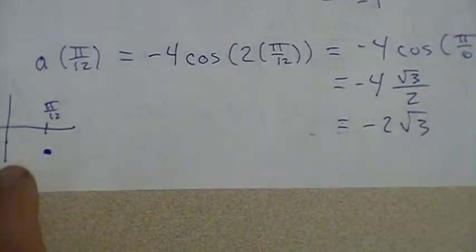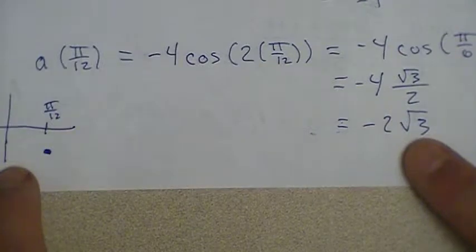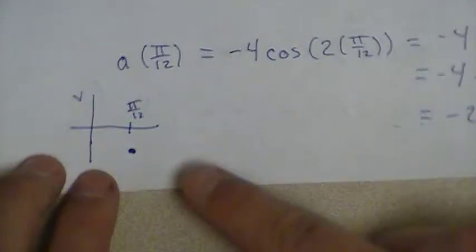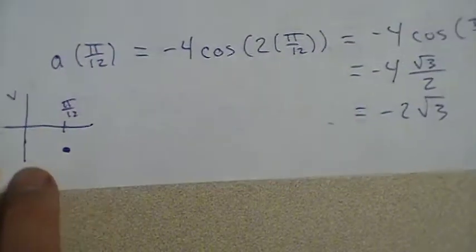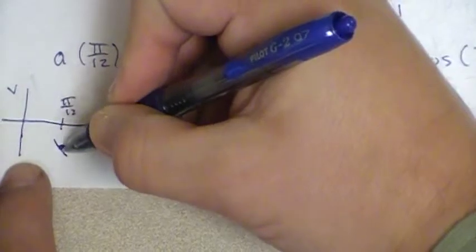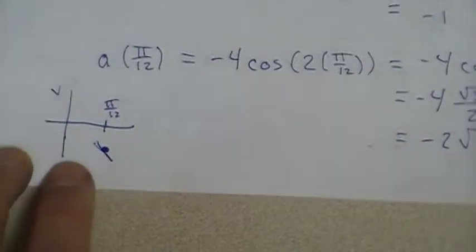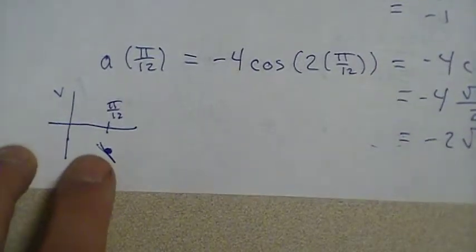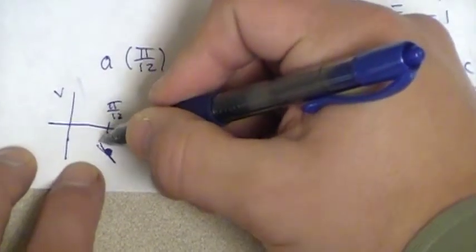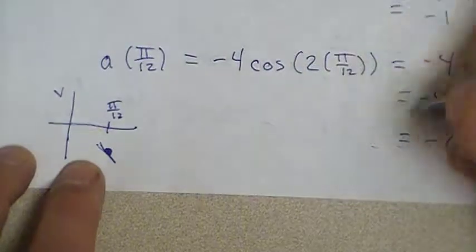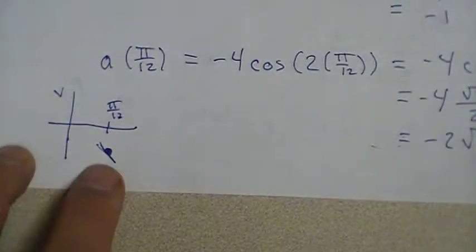At pi by 12, we've determined that acceleration, which is the derivative of velocity. So on a graph, acceleration would represent the slope of the tangent line on the velocity graph. We realize that's also negative. So we have a negatively sloped tangent line at this point. Now I don't know what the rest of the graph looks like around this point, but I do know that this is the velocity value at this t value, and that the slope has to be negative because acceleration, the derivative of velocity, was negative at that point.